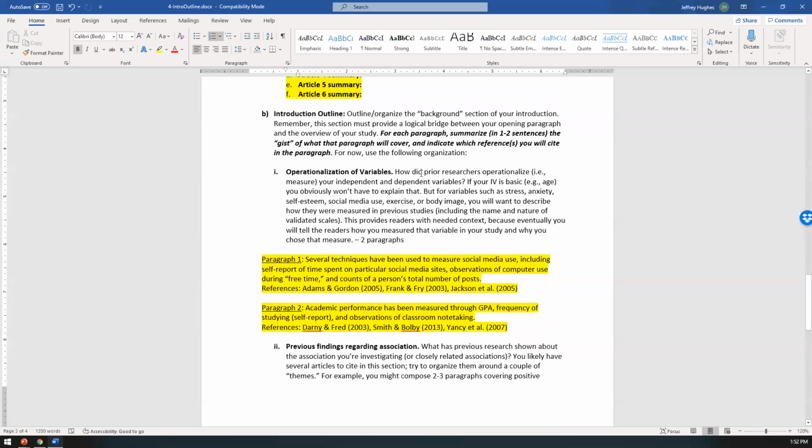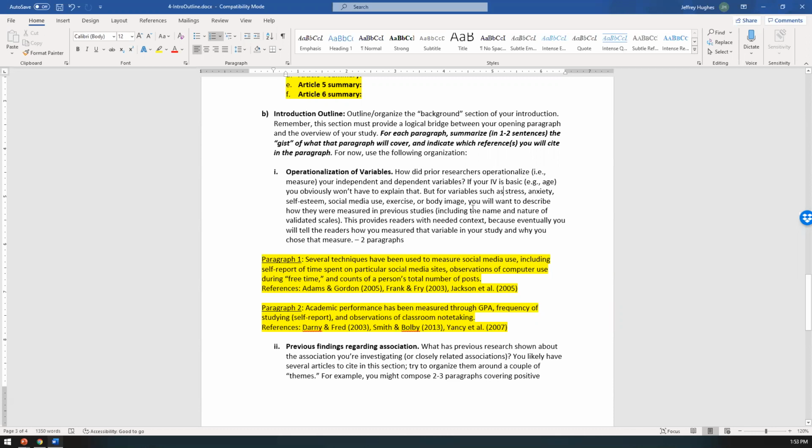how did prior studies operationalize your independent and dependent variables. So there should be 2 paragraphs here. And once again, I just want you to write 1 or 2 sentences for each paragraph. So don't overthink this. But what should these 1 to 2 sentences cover? Well, I want to know how your prior studies measured social media use. How did they measure self-esteem, exercise, body image, anxiety, stress, whatever your research studies looked at? How did they measure it?